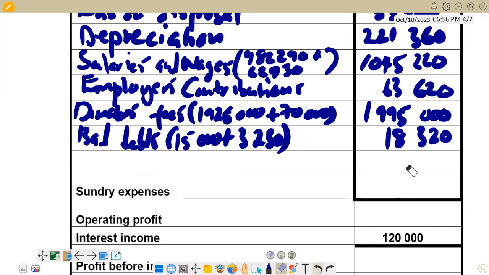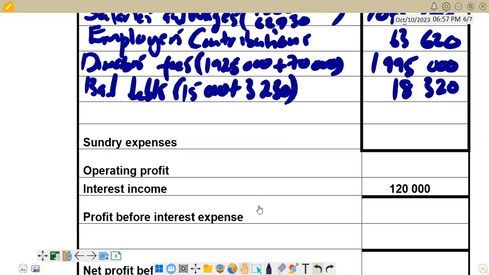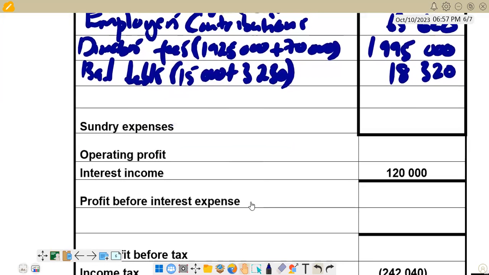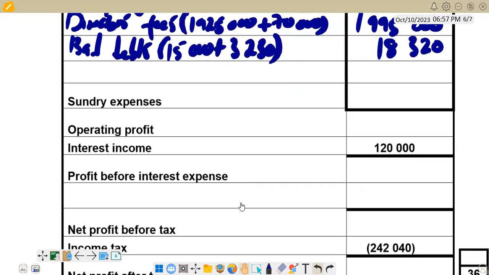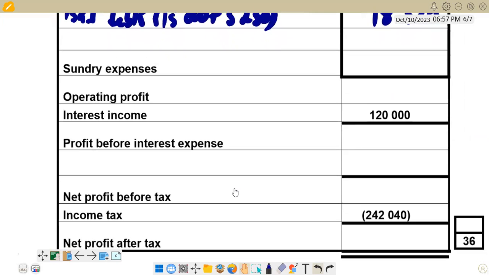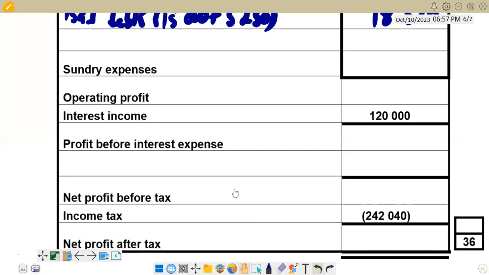If we don't have the total for operating expenses, it means we cannot find the figure for operating profit. We are going to leave operating profit as it is. Interest income is pre-entered, so we go down. Now we've got profit before interest expense. We cannot find it again. We go down, and we've got net profit before tax.